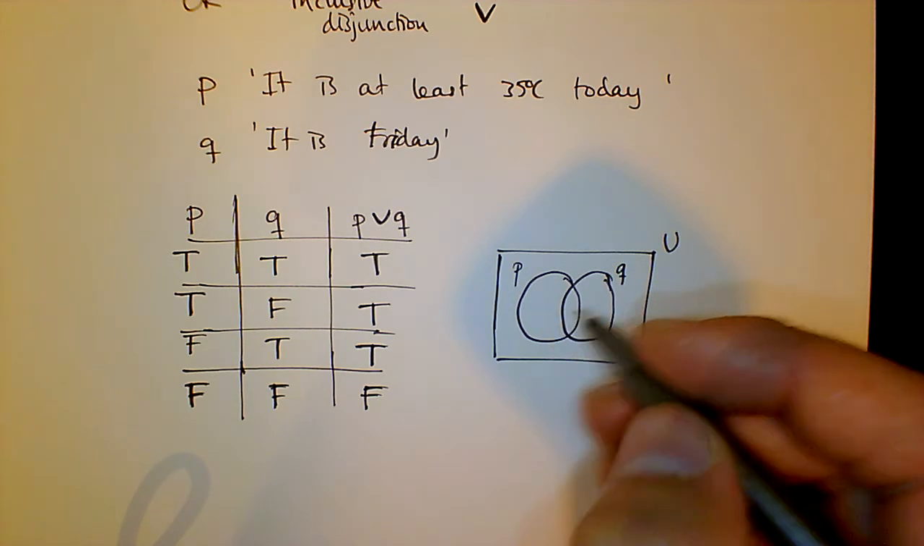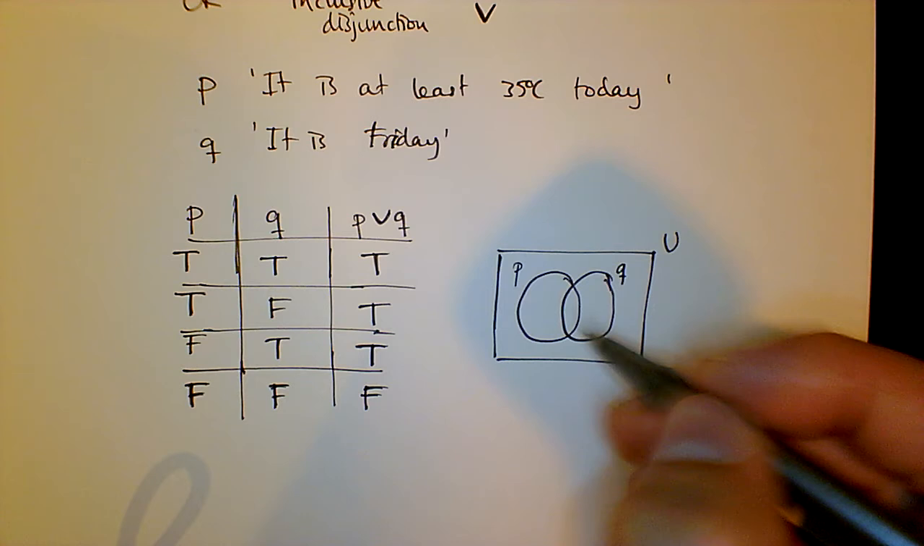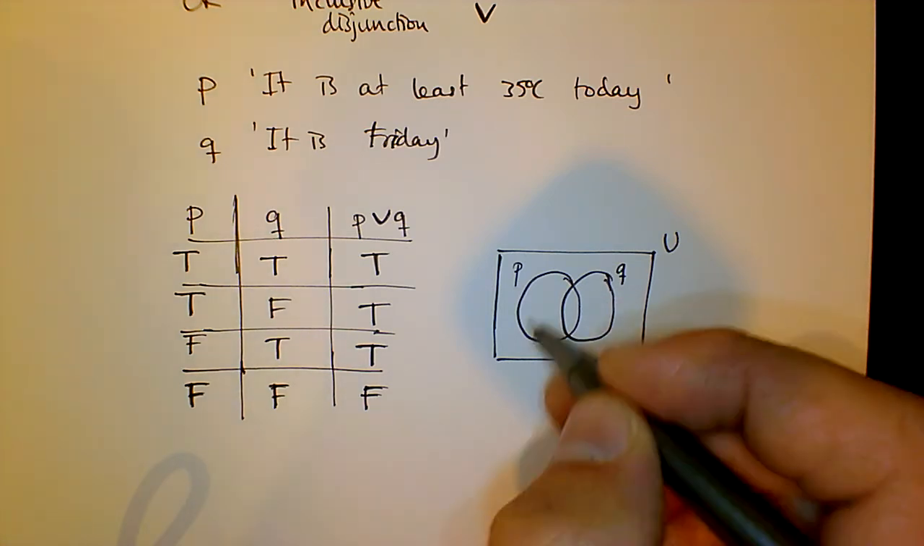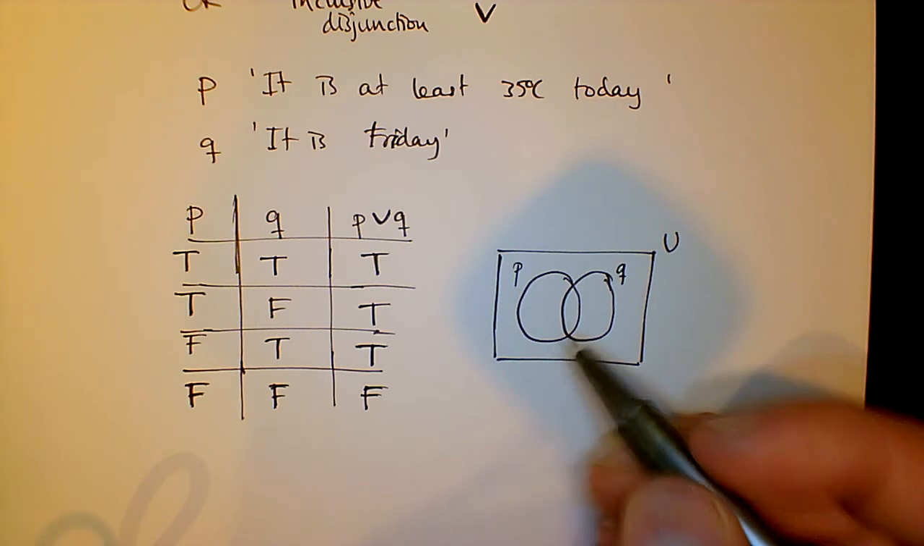that is that it's Friday and it's at least 35 degrees Celsius. Could be 9 a.m. on a Friday or 7 a.m. on a Friday. As long as it's a Friday, then it's within the Q. And then everything outside the Q is any day that is not a Friday.